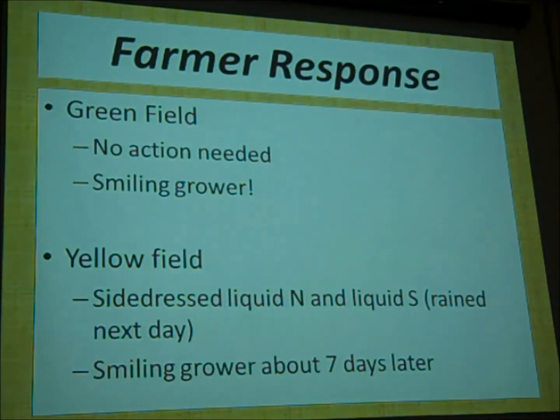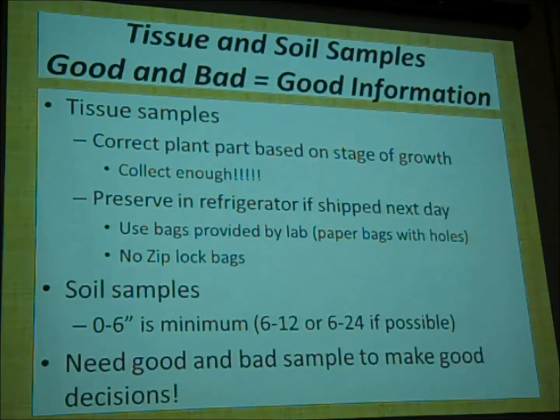Tissue analysis doesn't tell you, generally speaking, this one's the bigger problem or this one came first. It just doesn't do that. And it also doesn't tell you if something's going to run out next week or the week after that. It's not very good at telling you those things in advance. So it's really good to have those tissue and soil samples together.